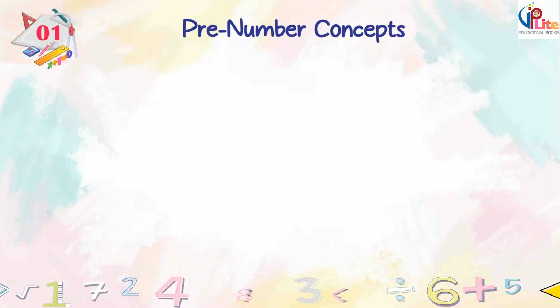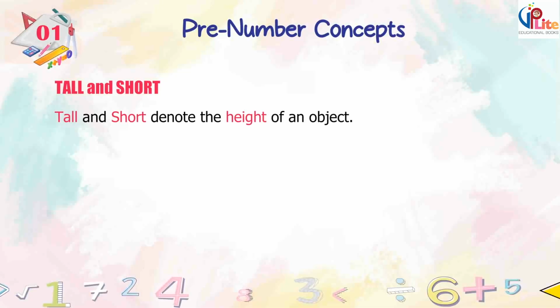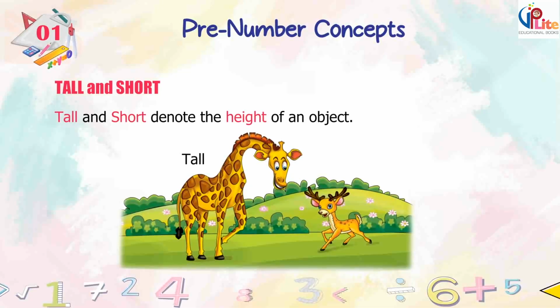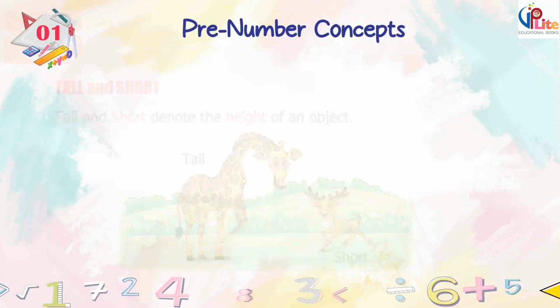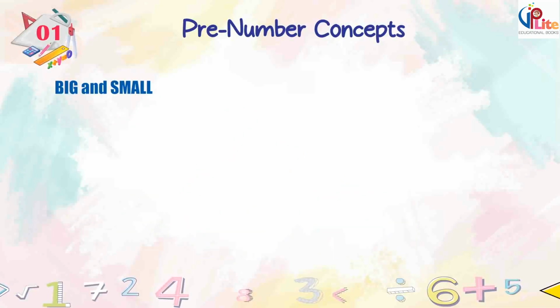Chapter 1. Pre-number concepts. Tall and short. Tall and short denote the height of an object. Tall. Short. Big and small. Big and small denote the size of an object.